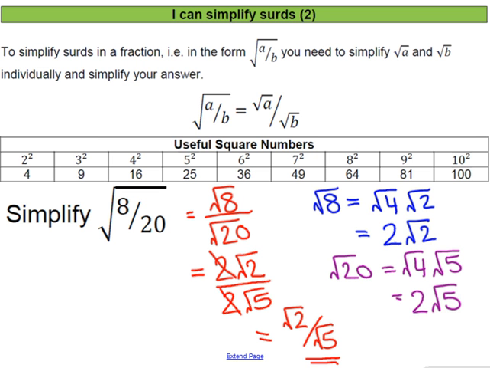So we're now able to do the basic process of simplifying surds. In the next video, what we're going to look at is the process of adding and subtracting surds.